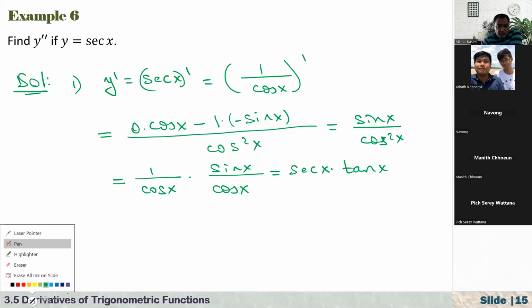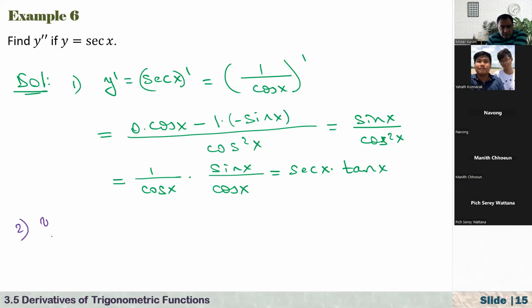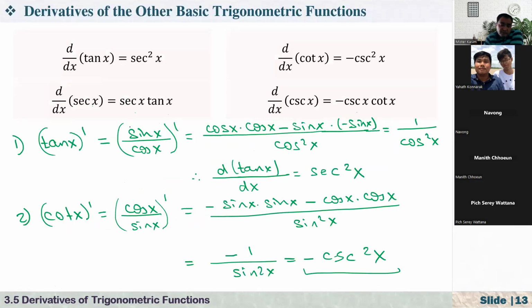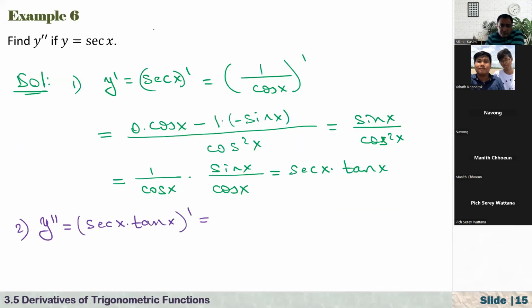Now in the second part, we are asked to find the second order derivative, right? So the second order derivative, that is y double prime, means that I have to differentiate this function one more time: secant of x times tangent of x, prime. And what is the derivative of the second function? As we just found in the previous one, the derivative of secant of x is secant of x times tangent of x. So that is secant of x times tangent of x times the second function, which is tangent of x, plus now here we have secant of x.